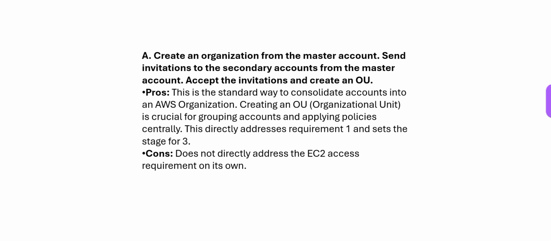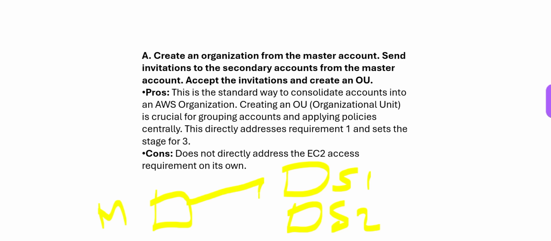Option A is better than option B because after creating the organization from the master account, you have the master here, and then your secondary accounts, these are your slaves. The master sends an invitation: buddy, I am throwing a party, would you want to join? The secondary accounts need to accept the invitation and create an OU, organization unit. This is the standard way. It addresses requirement one and sets the stage for three.